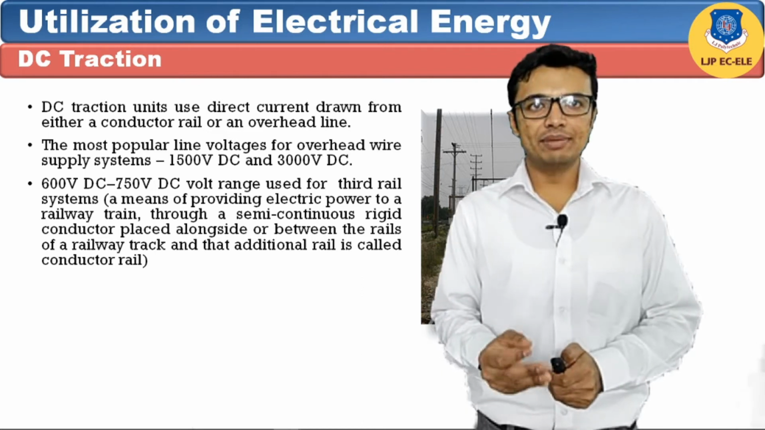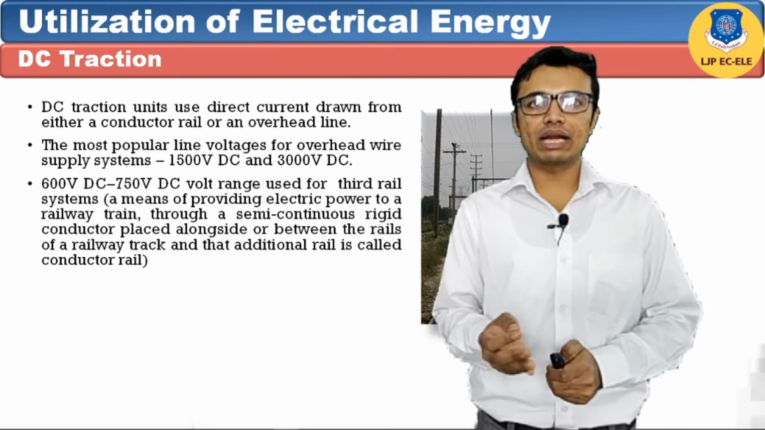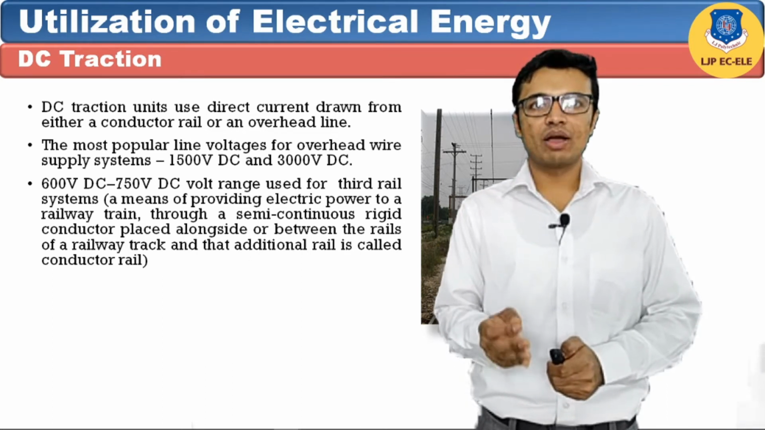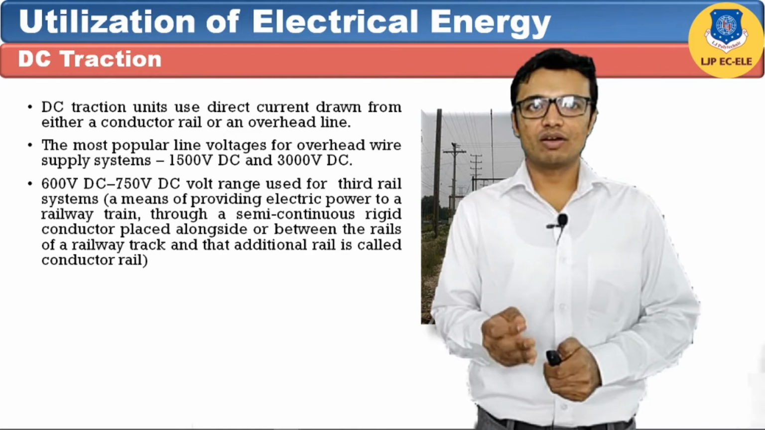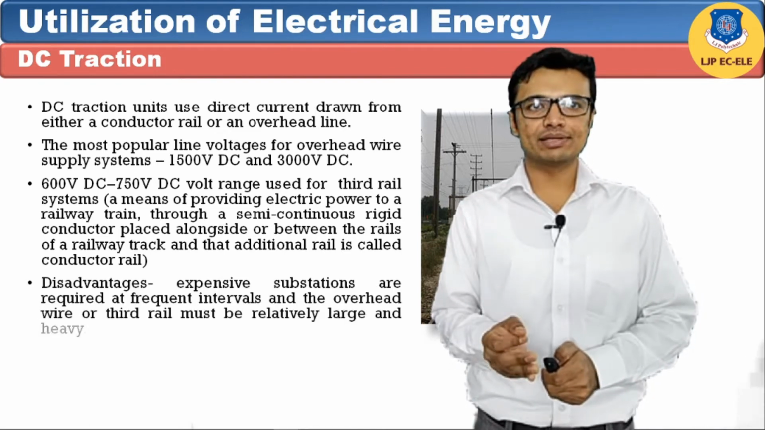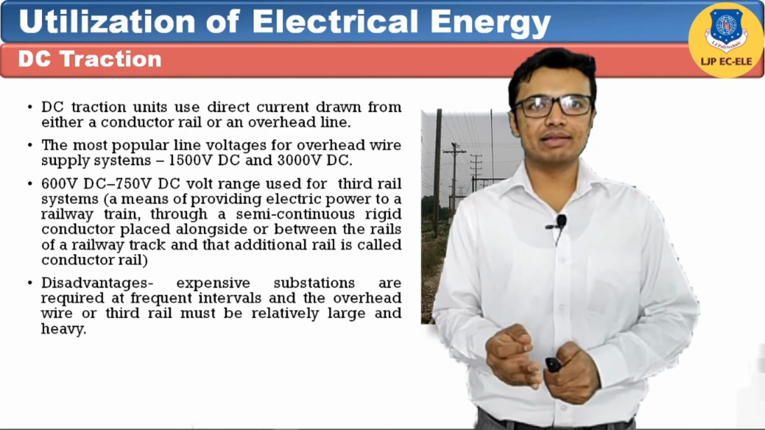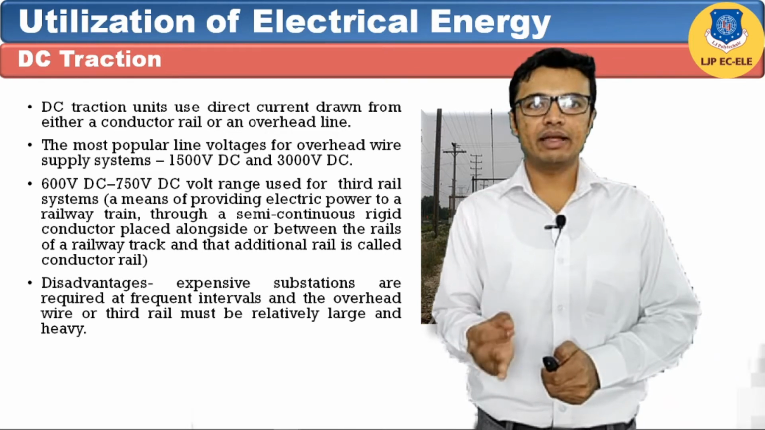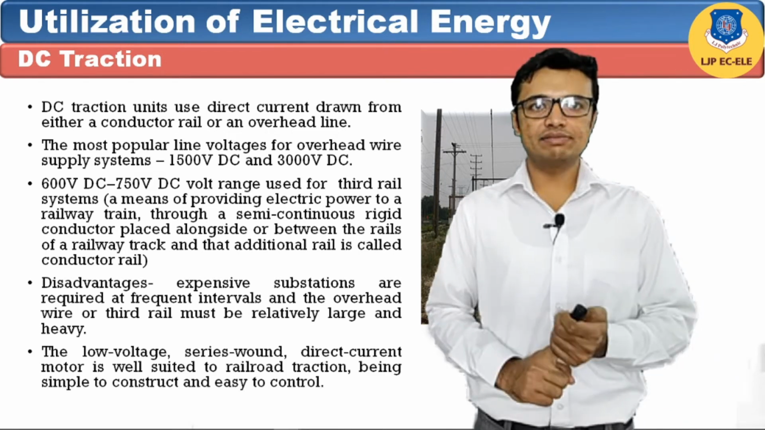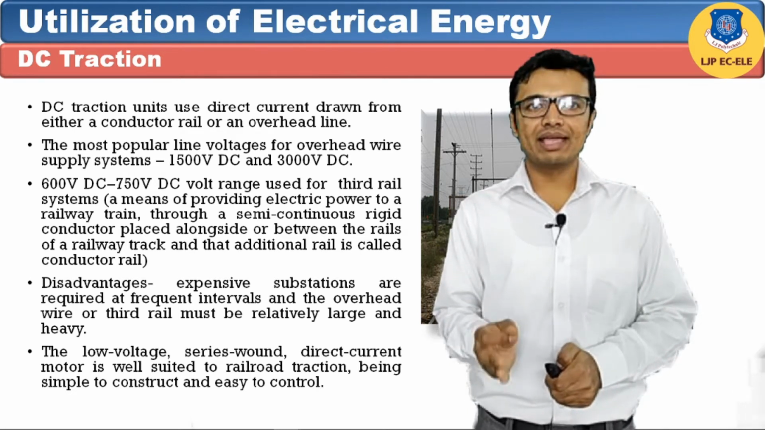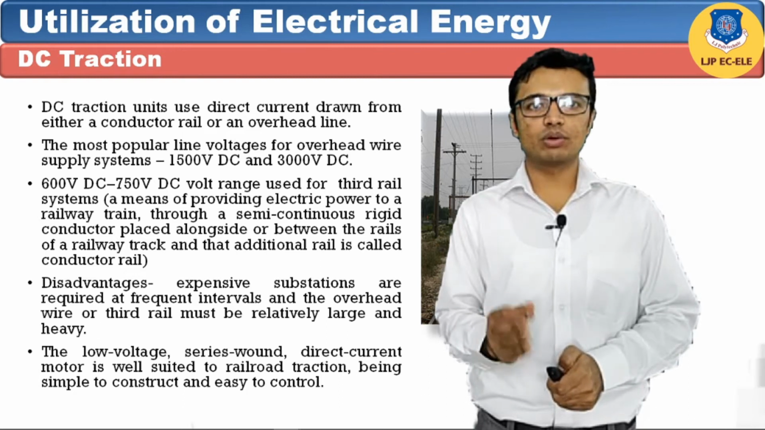It means providing electrical power to a railway train through a semi-continuous rigid conductor placed alongside or between the rails of a railway track, and that additional rail is called the conductor rail. Its disadvantages are that expensive substations are required at frequent intervals, and the overhead wires or third rail must be relatively large and heavy. It uses a lower voltage series wound direct current motor, which is well suited to railroad traction, being simple in construction and easy to control.